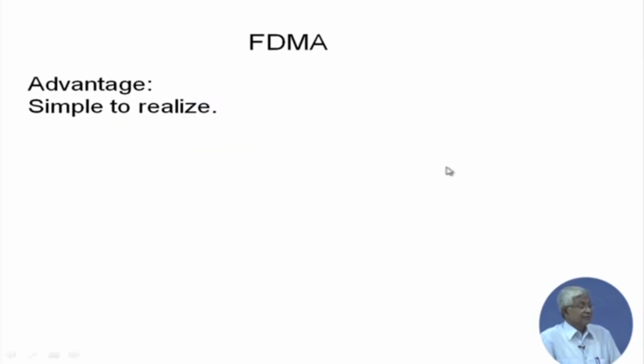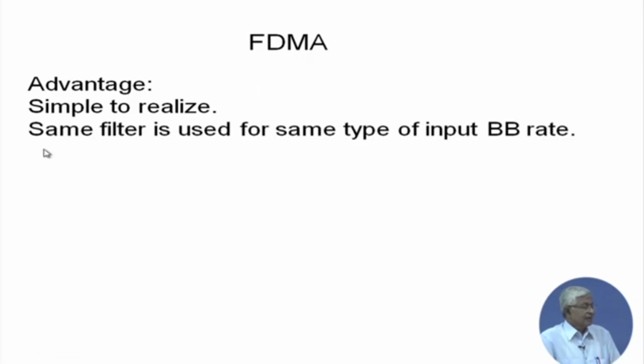So, let us go into the first multiple access most commonly used, which is called FDMA, frequency division multiple access. Its advantages, people started with this because it is very simple to realize. You have to have some filters. And if the bit rate or bandwidth requirement for each of the inputs is the same from each station, then the same filter can be used for the same type of input bit rate. Say everybody is transmitting some 10 megahertz. So, a filter of 10 megahertz is required everywhere, at the transmit station, at the receive station, etc.